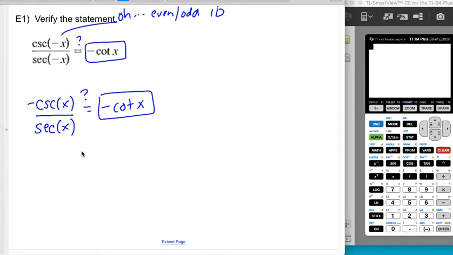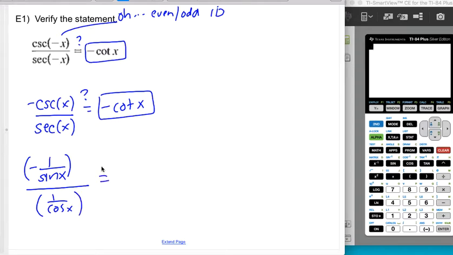What I'm going to do is, there's no multiple fractions, there's nothing I can factor, but what I can do is take that advice to change everything to sine and cosine. So cosecant is a 1 over sine. So I have a negative 1 over sine divided by, and then the bottom fraction is a 1 over cosine.